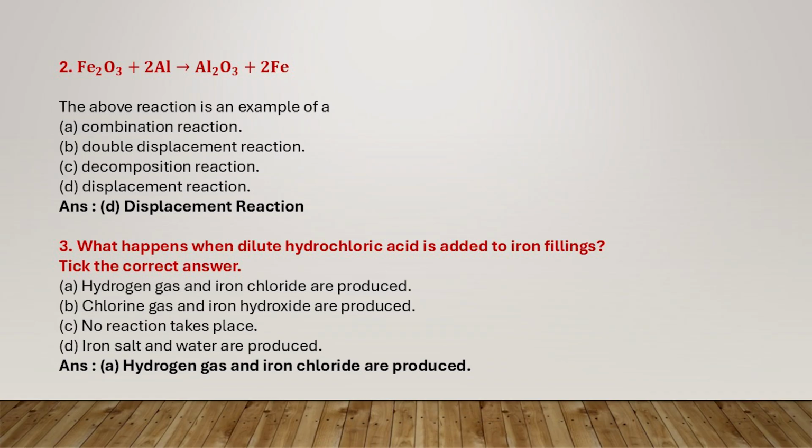3. What happens when dilute hydrochloric acid is added to iron filings? Take the correct answer. A. Hydrogen gas and iron chloride are produced. B. Chlorine gas and iron hydroxide are produced. C. No reaction takes place. D. Iron salt and water are produced. Answer: A. Hydrogen gas and iron chloride are produced.